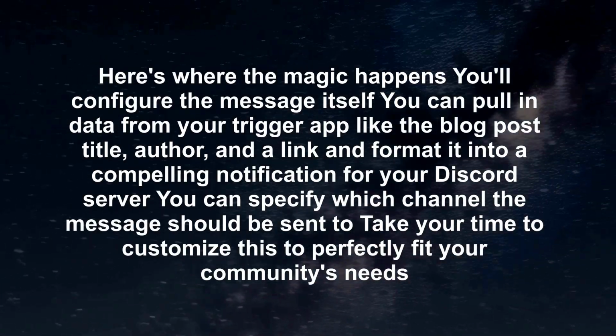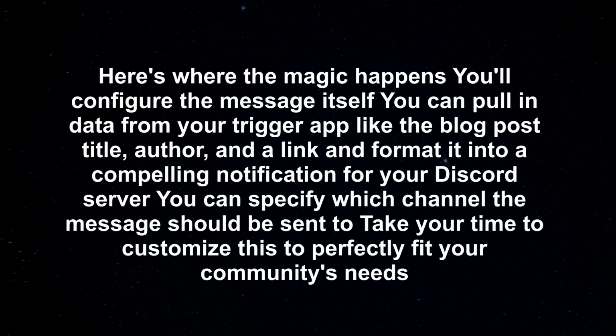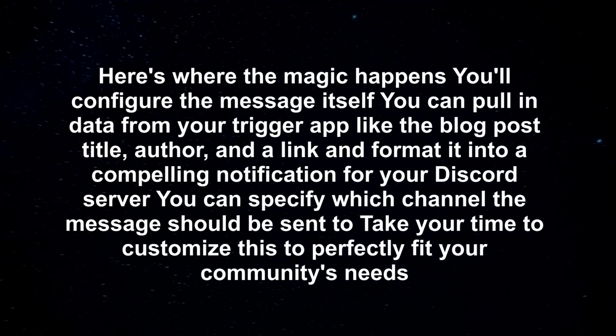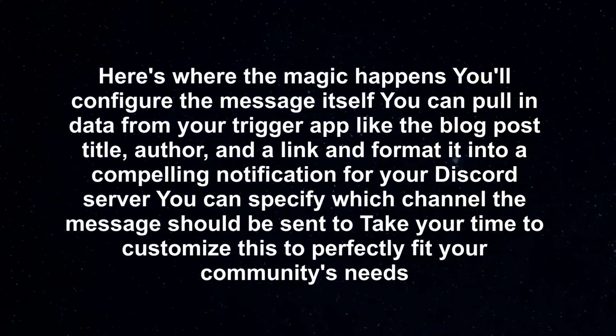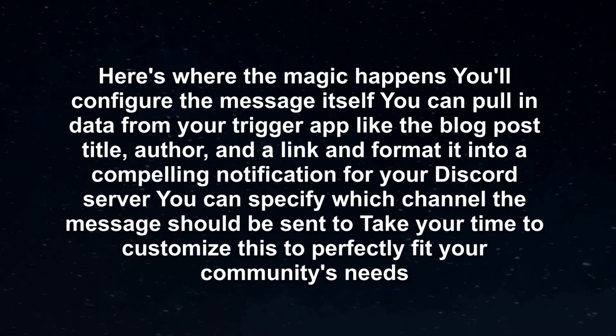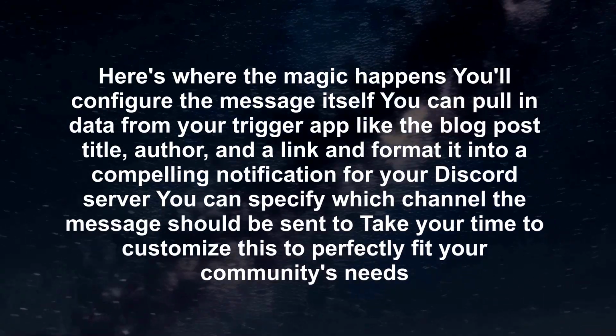You'll configure the message itself. You can pull in data from your trigger app, like the blog post title, author, and a link, and format it into a compelling notification for your Discord server. You can specify which channel the message should be sent to. Take your time to customize this to perfectly fit your community's needs.